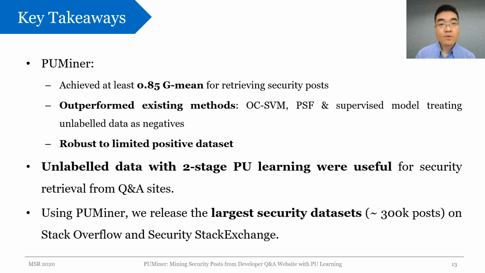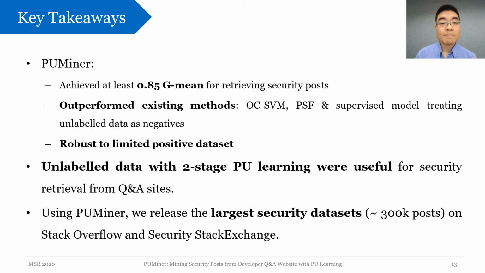Here are some key takeaways of our work. We're the first to formulate security retrieval from Q&A sites as PU learning. Then we propose the PUMiner framework to solve this problem. We demonstrate that PUMiner obtained promising results and significantly outperformed existing models even with large unlabeled data and limited positive samples. These results have shown that utilizing unlabeled data with two-stage PU learning is a promising direction for reducing labeling effort of information retrieval in software engineering.